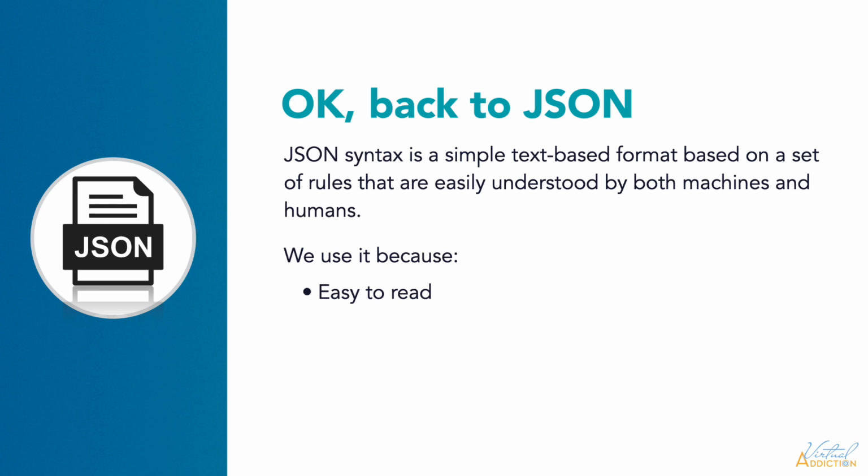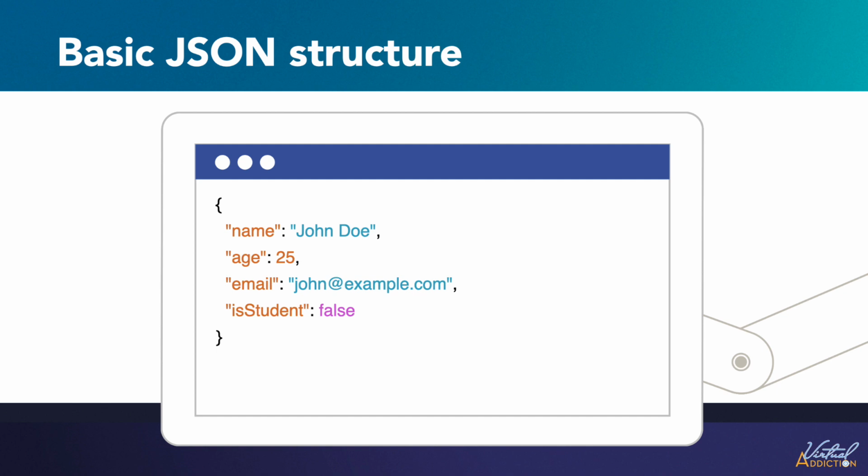So we use JSON because it's easy to read, meaning that it's human-friendly formatted, it's lightweight, it's much faster than its predecessor, which was XML. It's used everywhere, in web APIs, databases, and in settings files. And it works with JavaScript, but it's also used in many other languages. The basic structure of JSON is as follows.